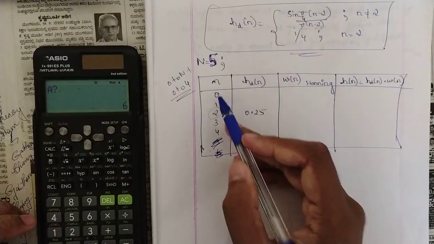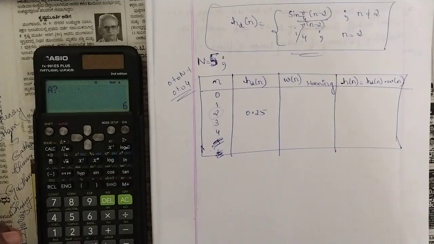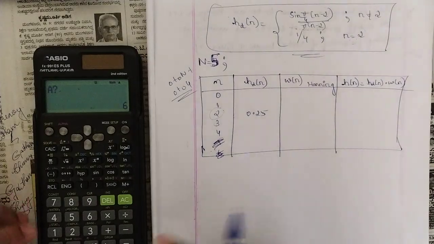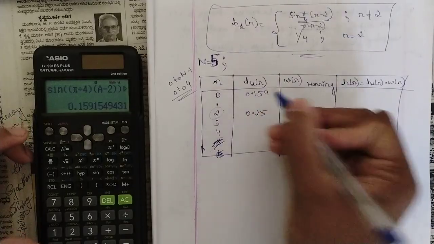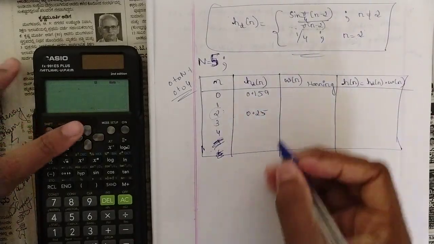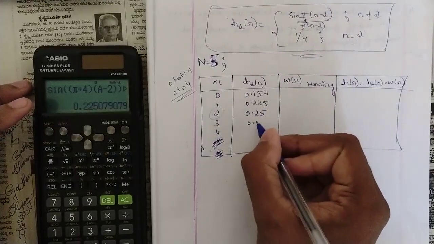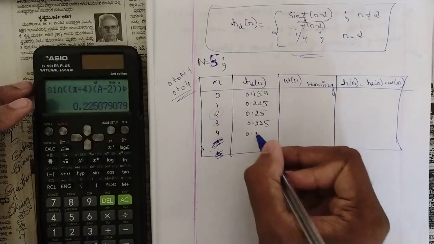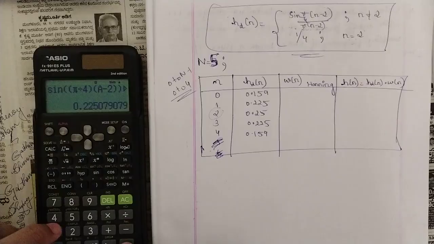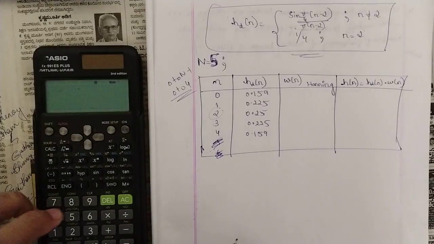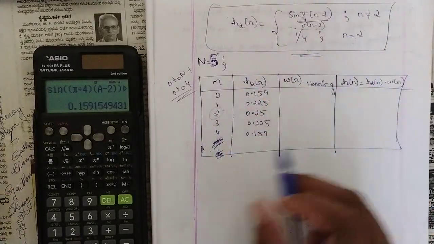Okay, now check the values of 0 and 1, because if you check for 0 and 1 it's enough. The 3 and 4 are the mirror images of those values. For n equal to 0 it is 0.159. For 1 it is 0.225. So here it will be 0.225 and this is 0.159. If you want, you can check: for n equal to 3, 0.225, n equal to 4, 0.159. Okay, so these are the values we got for hd of n.